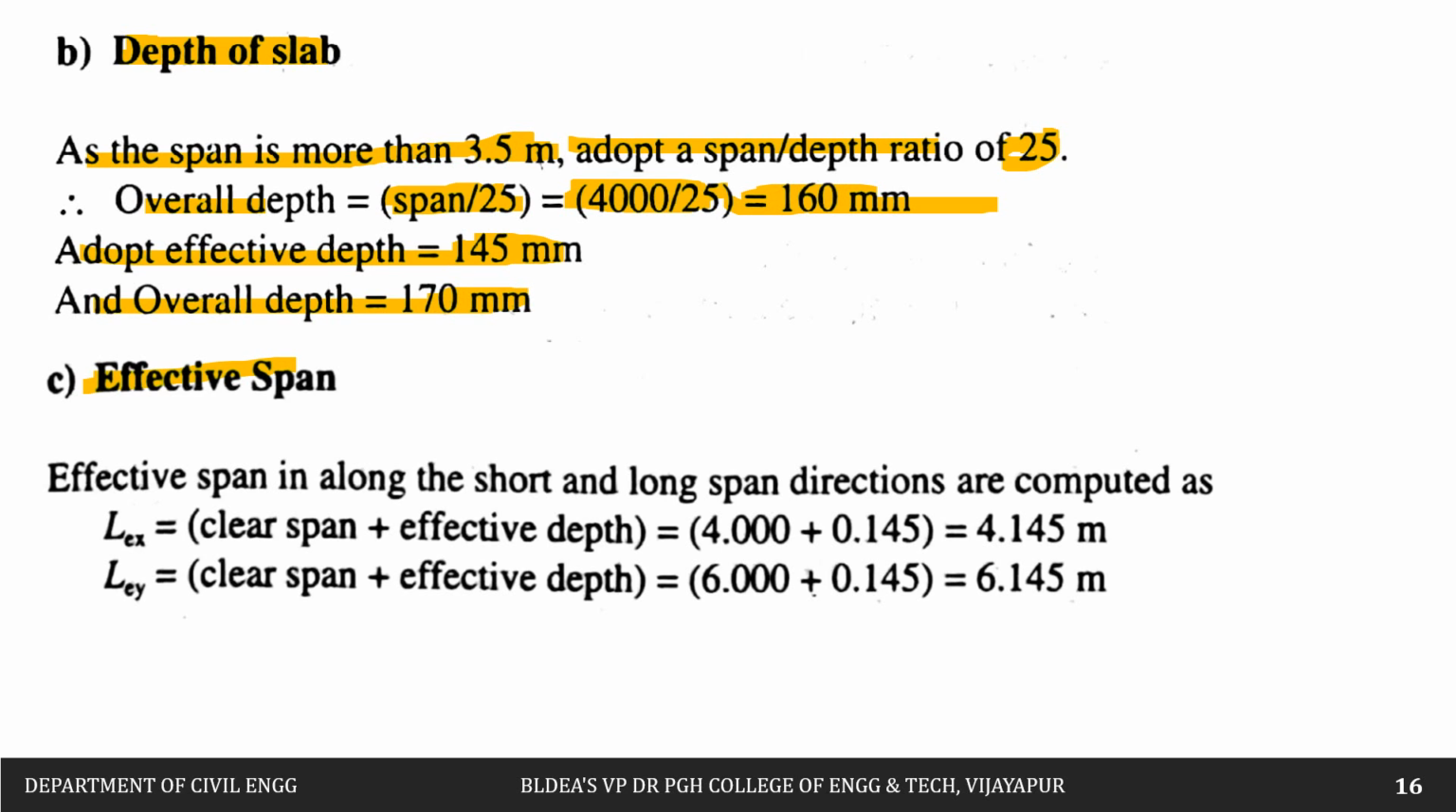Next let us calculate the effective span, in the short as well as long direction, that is clear span plus effective depth. So we have 4 meters plus effective depth 0.145, which is 4.145 meters. Then Ly will be equal to clear span plus effective depth, that is 6 plus 0.145, which will be nothing but 6.145 meters.